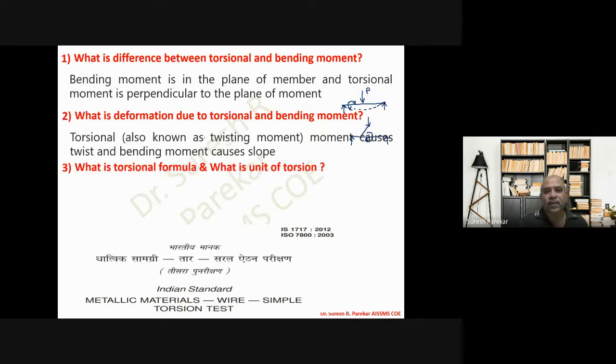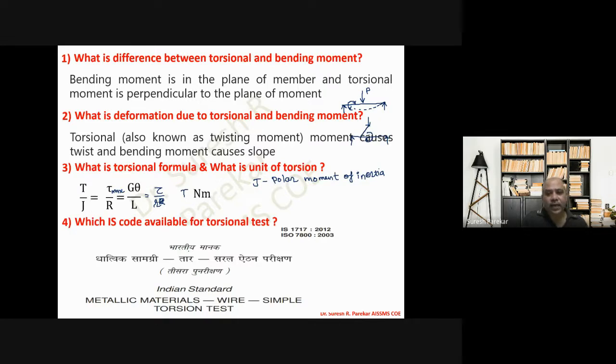Then what is the torsional formula and what is the unit of torsion? We have T by J is equal to tau by R is equal to G theta by L, and the unit of torsion is Newton meter. In this, J is the polar moment of inertia, R is the radius, tau is the shear stress, that I can say max, G is the shear modulus, theta is the twist, and L is the length. Then we can have shear stress at any point, and this should be small r.